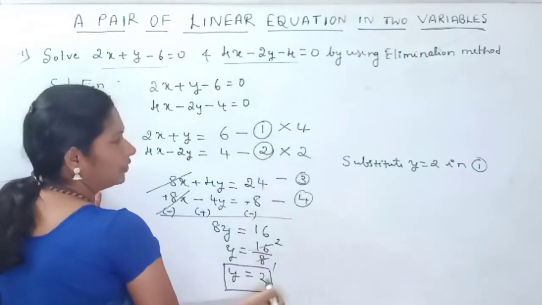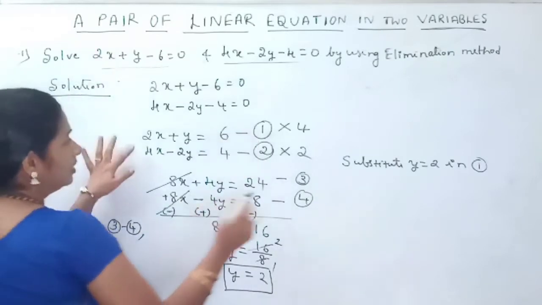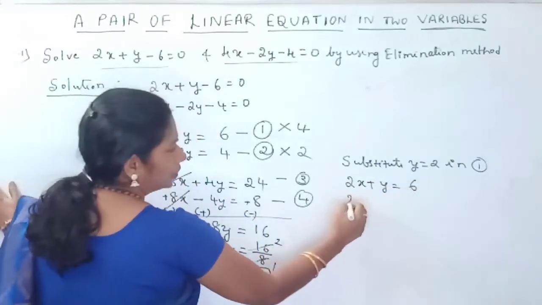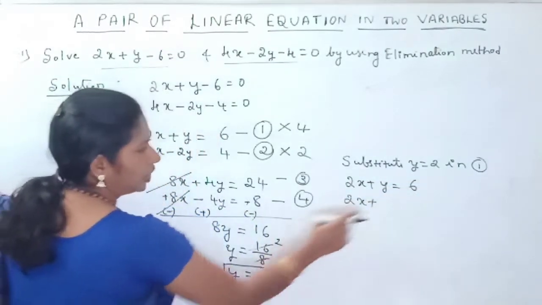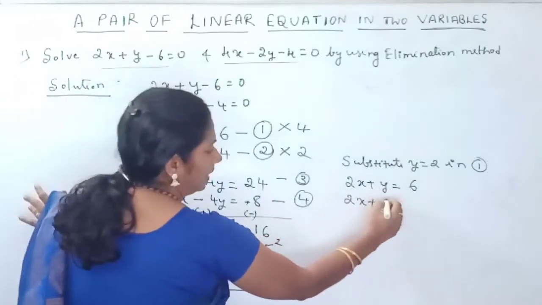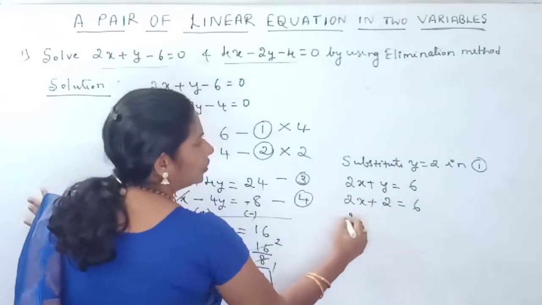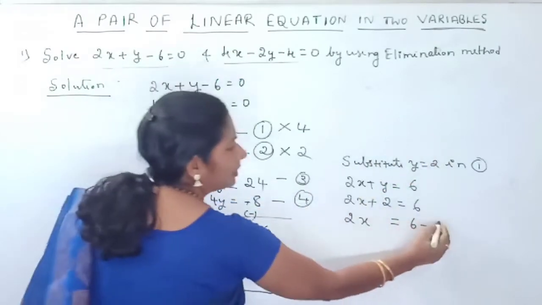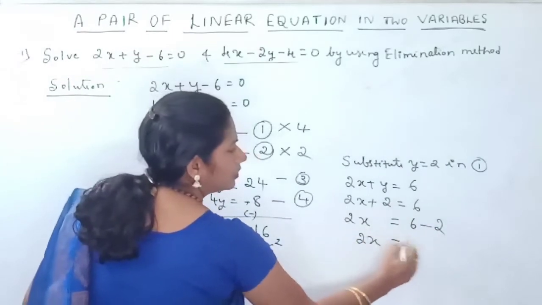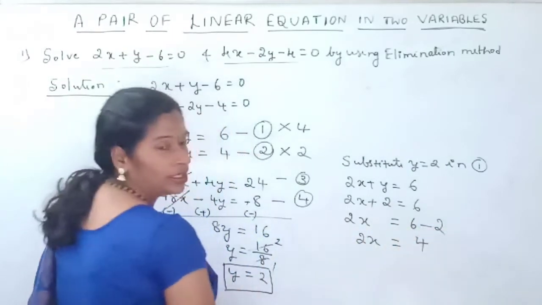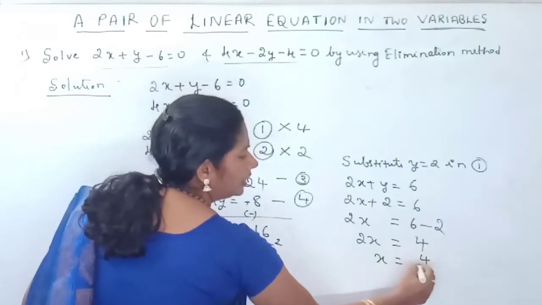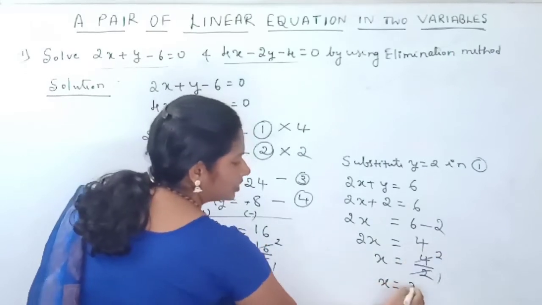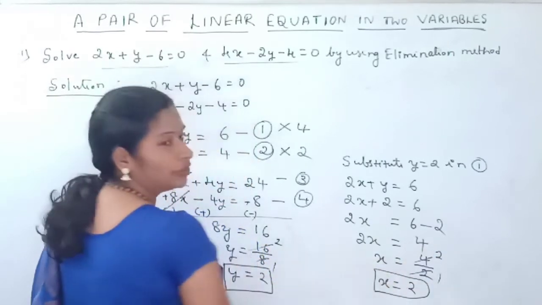Let me substitute y equal to 2 in equation 1. What is the equation 1? 2x plus y equal to 6. Now 2 into x plus y value you have to substitute in place of y. So y value is 2 equal to 6. 2x equal to 6 plus 2 you transpose to right hand side, it becomes minus 2. 2x is equal to 6 minus 2, it is 4. Now x value is 4 divided by 2. So x value is 2 1s are 2, 2 2s are 4. So what is the x value we got? X is equal to 2.